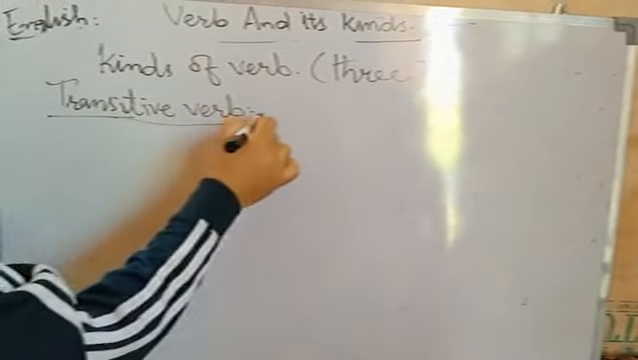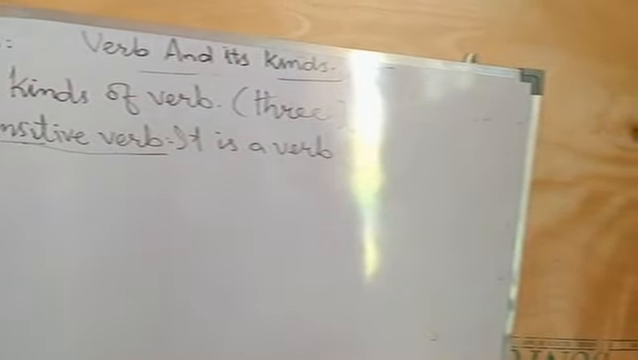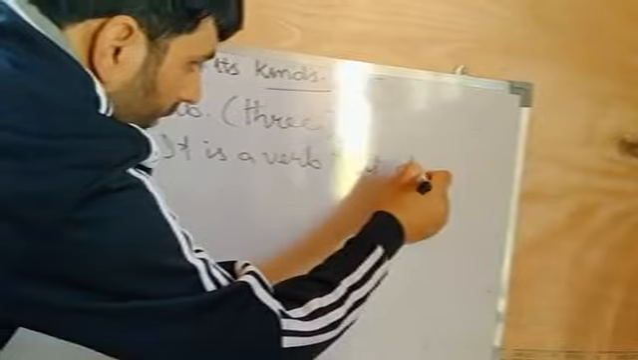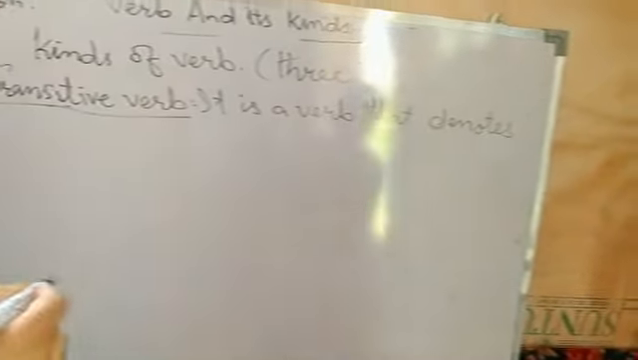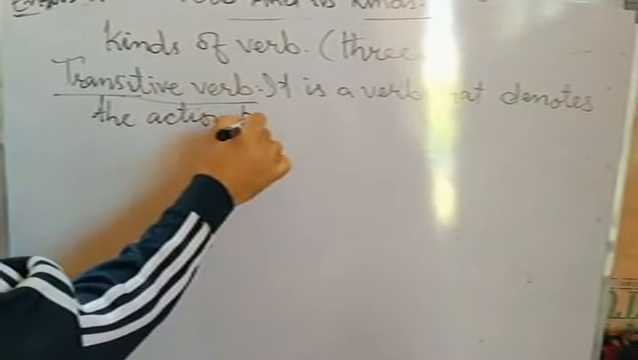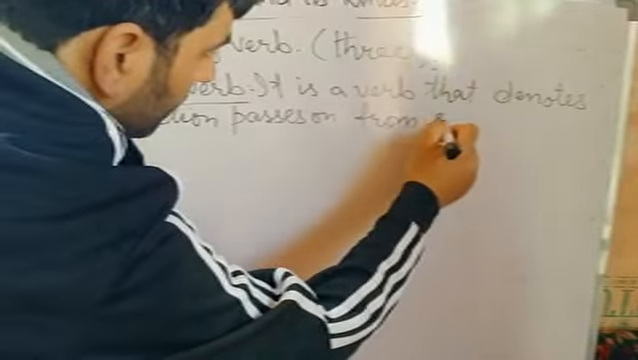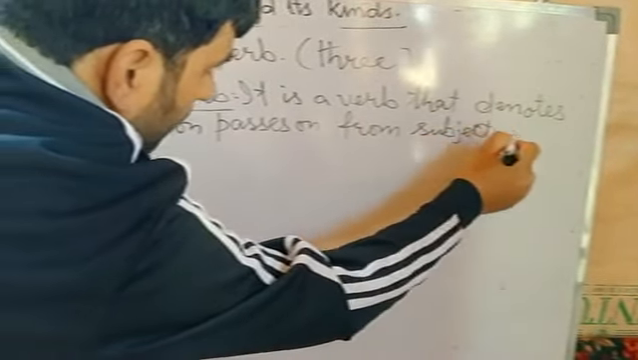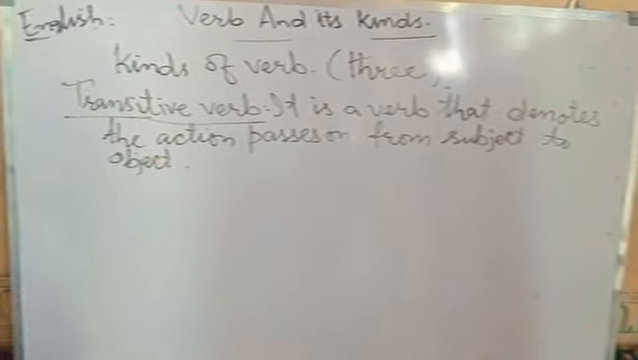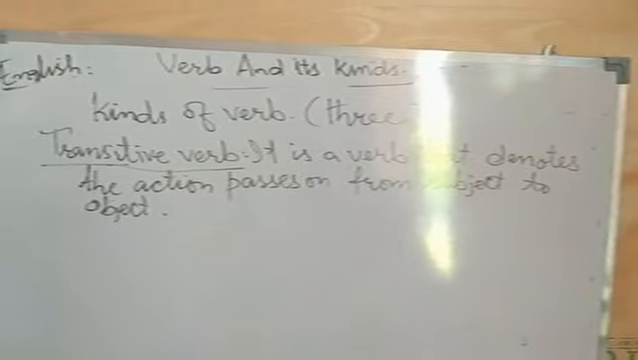Transitive verb is a verb that denotes the action passes on from subject to object, or simply we can say transitive verb. In transitive verb, both subject and object are required.